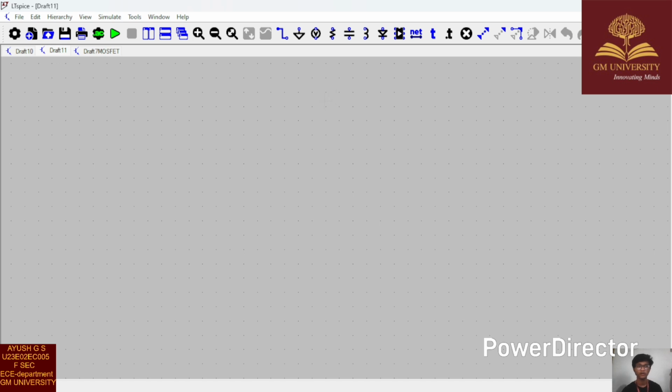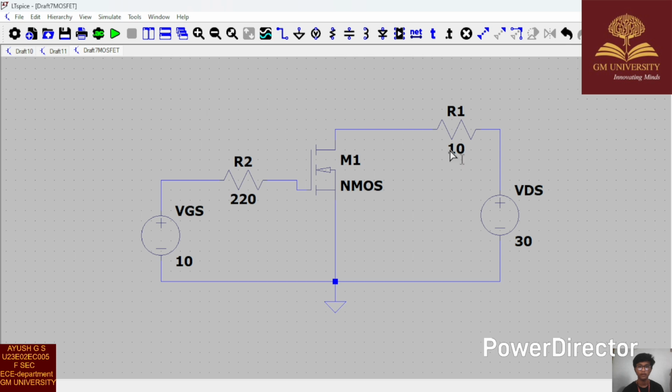So let's begin the LTspice simulations. I have already done the MOSFET design in LTspice. This is the VGS and the VDS. We consider VGS as 10 and VDS as 30 with respect to the NMOS. Here we considered an N-channel MOSFET, so it is an NMOS. We considered R2 and R1 resistances. R1 is about 10 and the other resistance is 220.